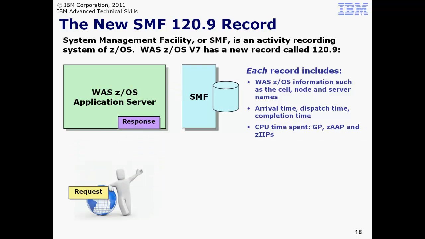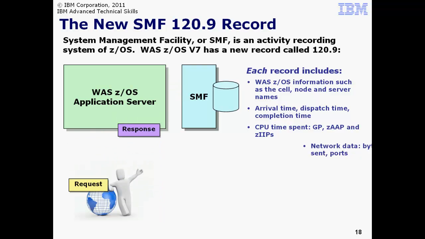There's a wealth of information about the CPU time consumed for each request. That includes general processor time and zAAP and zIIP time as well. This provides you the ability to charge back based on actual usage by request. Networking information is captured, such as the hostname and port a request came in on and the number of bytes taken in and processed back.